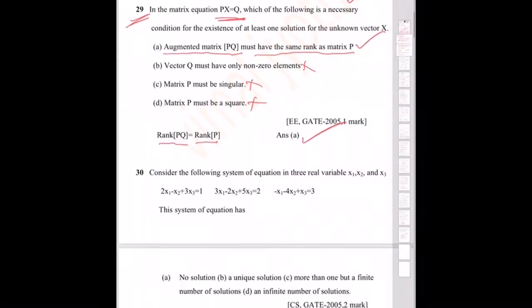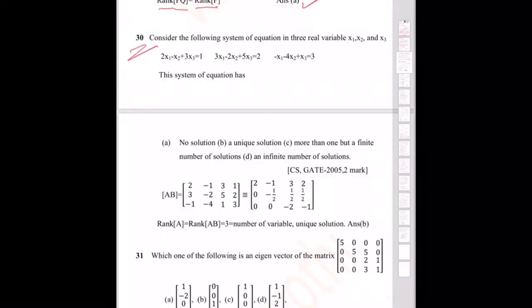Then problem number 30. Consider the following system of equations in three variables x1, x2, x3. This is the first equation. This is the second equation. This is the third equation. This equation has no solution, unique solution, more than but finite number of solutions, or infinite number of solutions. Here, the augmented matrix of these three equations is this augmented matrix, which is reduced to the row echelon form. This is the row echelon form of AB.